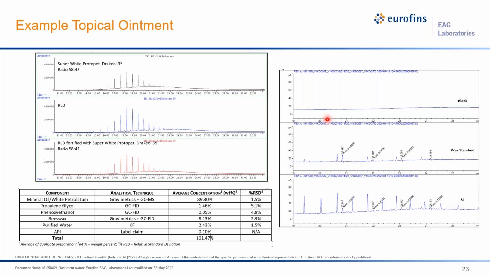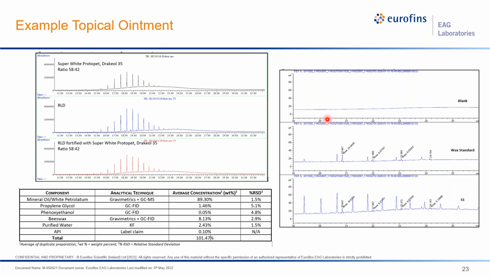And once we've identified the correct grade of beeswax, which we can do based on these unique responses, we get the right ratios for that standard. We quantify using that standard. Now we have a percentage of the beeswax. So now we've done almost all the ingredients. All we're left with is mineral oil and petrolatum.